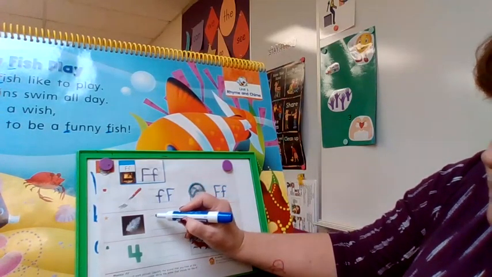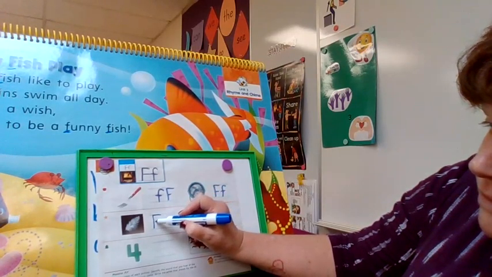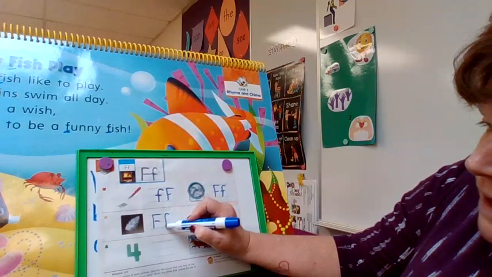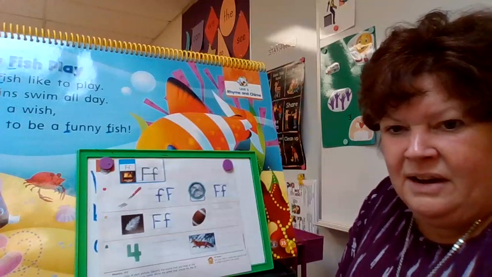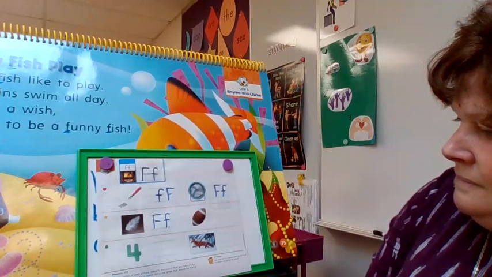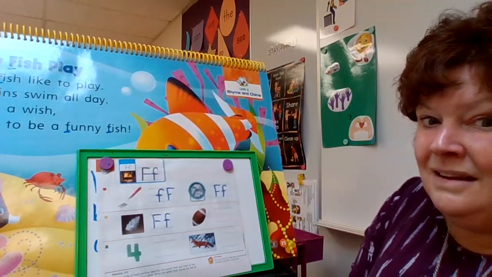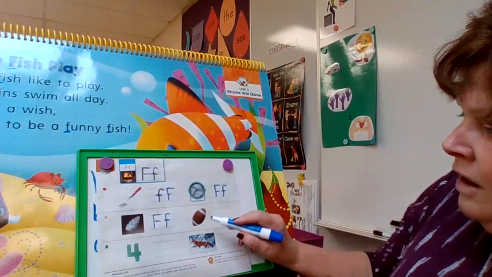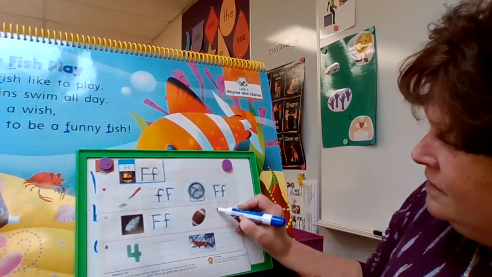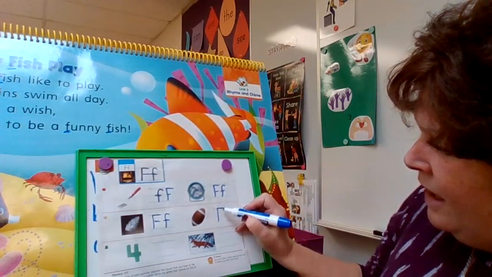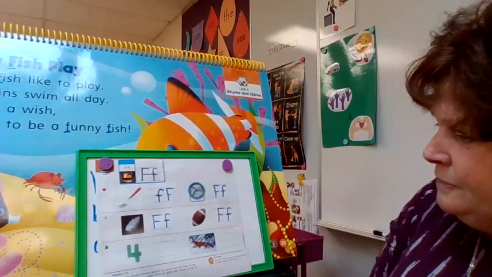A feather. All right, so let's make our capital F and a lowercase f. I'm having a little trouble with that second line, because I'm writing kind of backwards. All right, does yours look like mine, or even better? Use that space. That's really important. All right, football. Does that start with f? Yes. Let's go ahead and write it. Capital F, nice and carefully, and lowercase f.